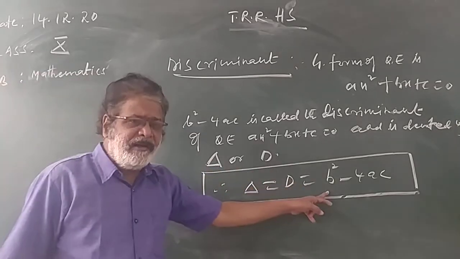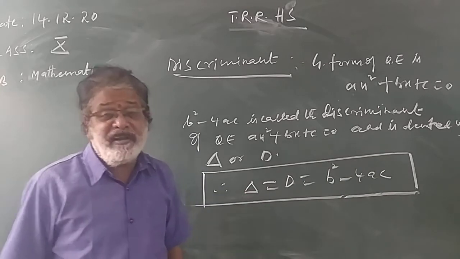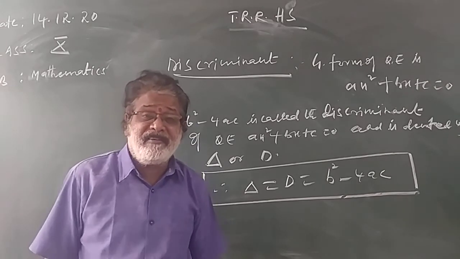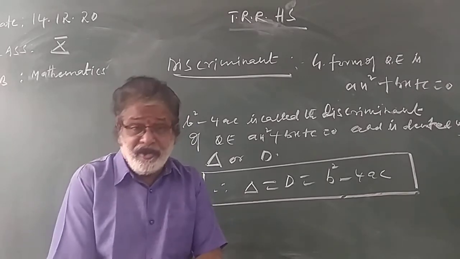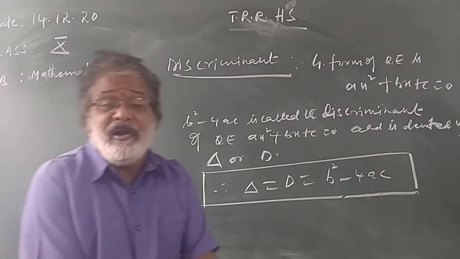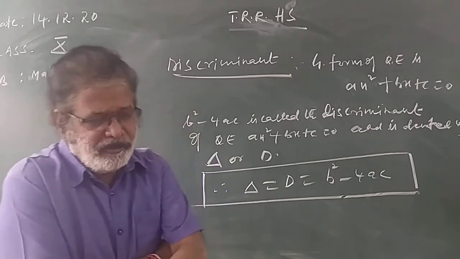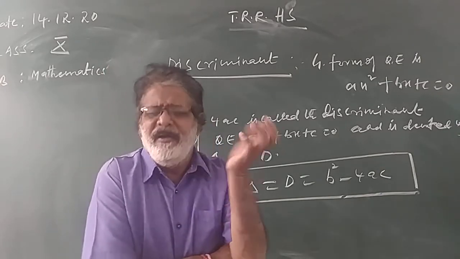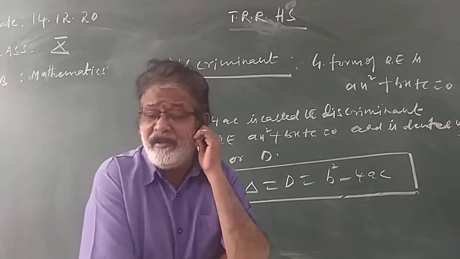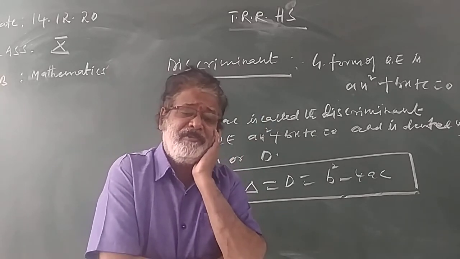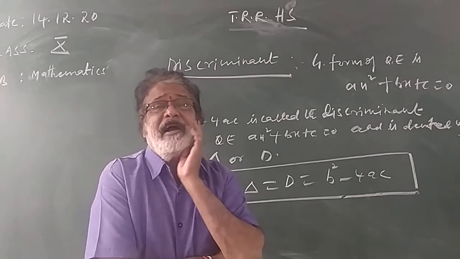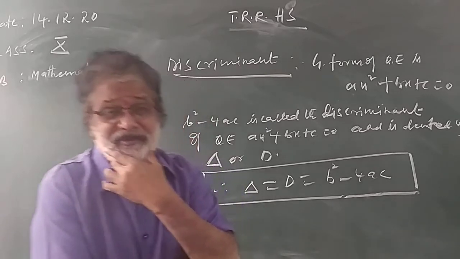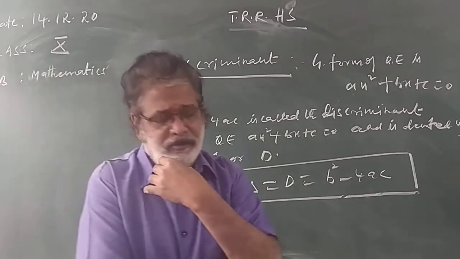D or delta is b square minus 4ac. This is called the discriminant of the quadratic equation. Using this delta, we can comment on the nature of the roots. We used to find the roots of the quadratic equation by the factorization method or completing the square, and we used to get root values like minus 2, 3, 4, 5, 7, minus root 2, plus root 3, 2 plus root 3. Like that we can get the roots.